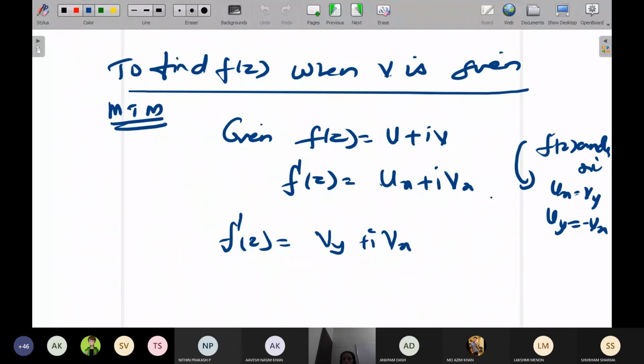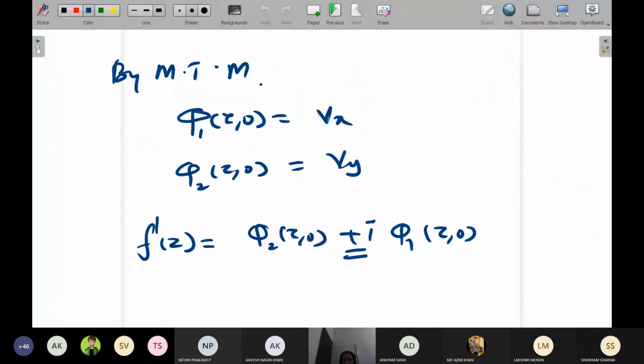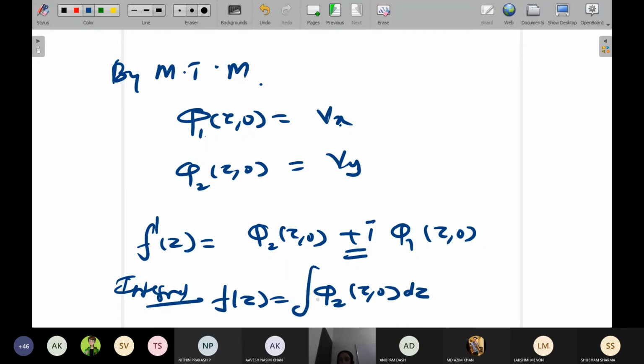I am always taking differentiation with respect to x as 1, and differentiation with respect to y as 2. This I am fixing. You can even interchange it, there is no harm. This is only the name given. Just remember this. Pi 1 and pi 2 are constant. Integrating, you get f of z equal to the integral of pi 2 of z comma 0 into dz plus i into the integral of pi 1 of z comma 0 into dz. That's all.